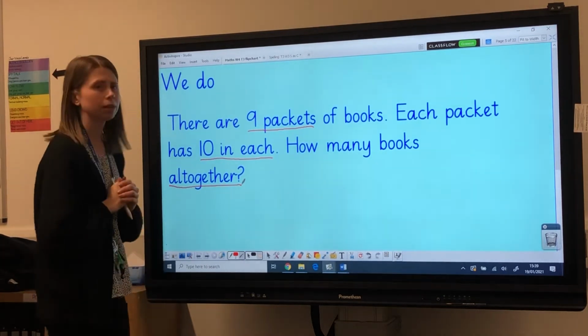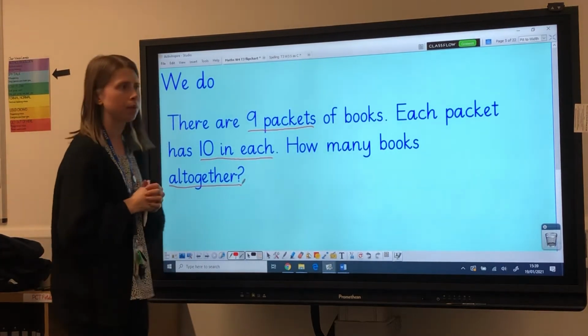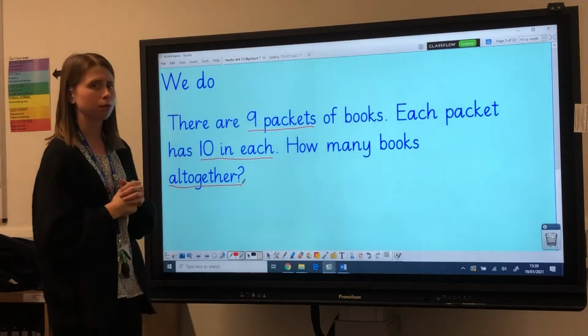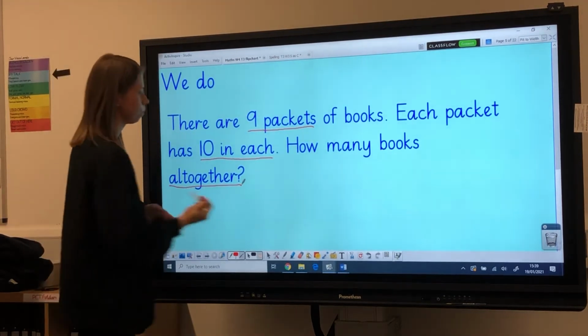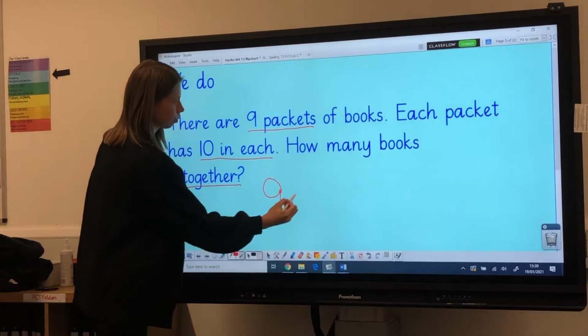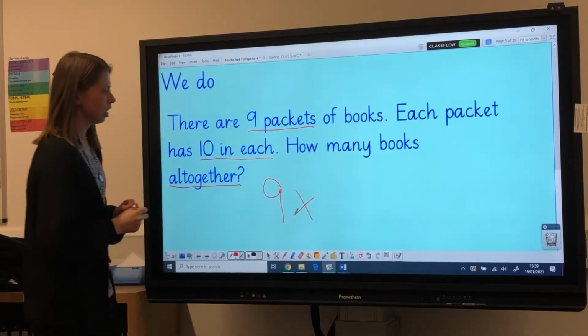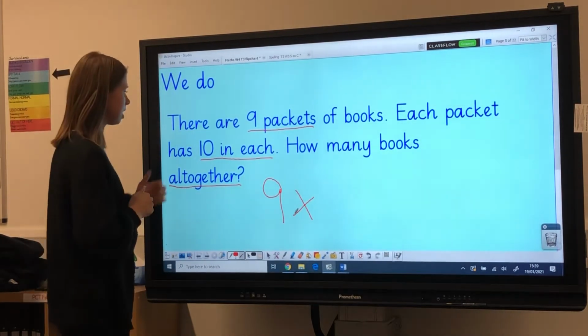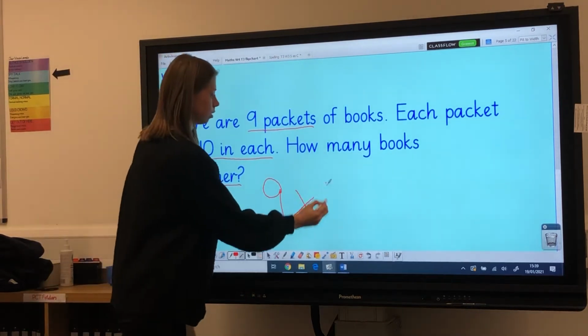So what would my multiplication sum be? I wonder if you can write this down with me. Well, I know how many packets I've got, so that's my first number. That's how many groups I've got. So that's 9 packets of books. And I've got 10 in each. 9 times 10.